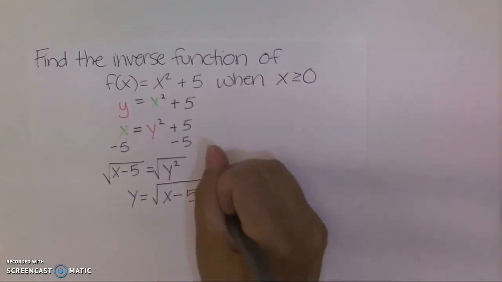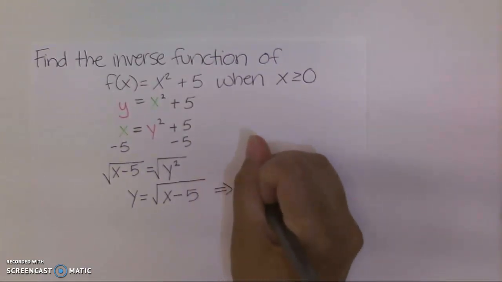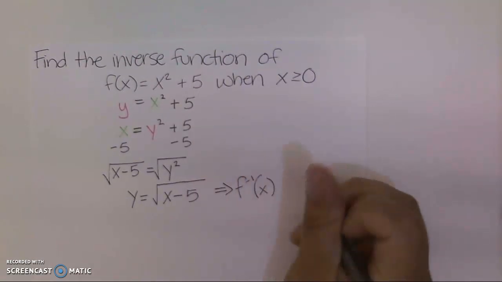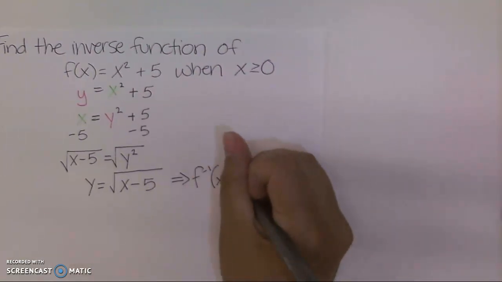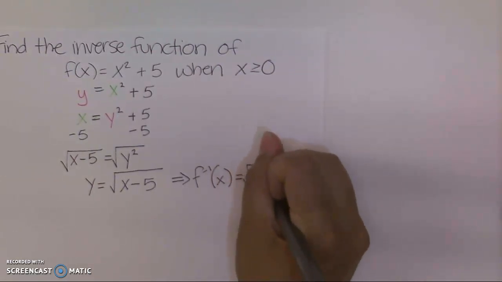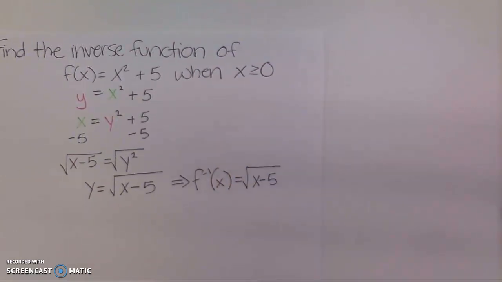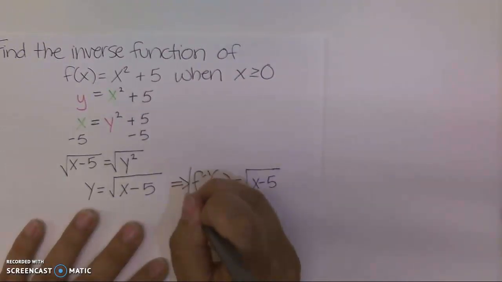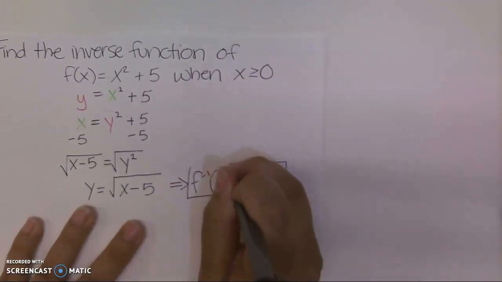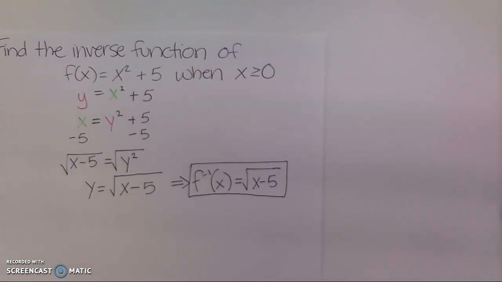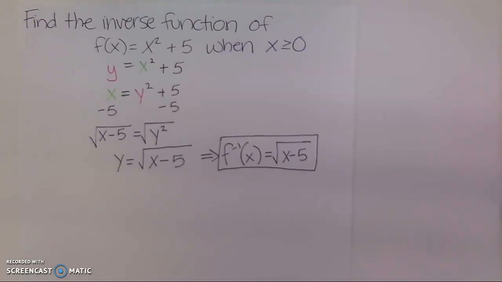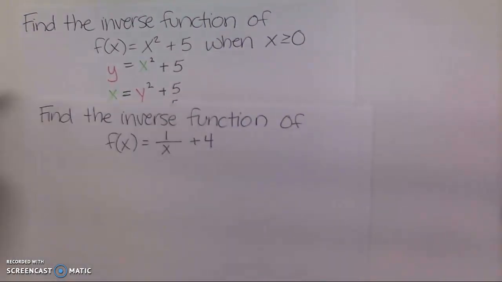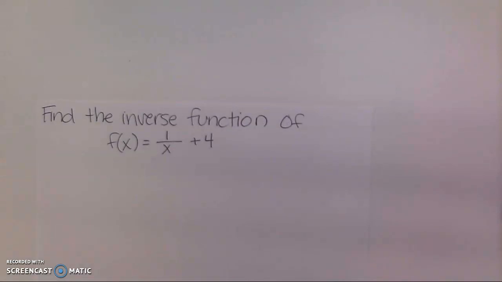That is our inverse function, so I need to denote it as such by using function notation. So the inverse function equals the square root of x minus 5. And that is my inverse function. Now, I want to also talk to you about other functions besides quadratics. So in this example, we did a quadratic function. In this example, it's a rational function.